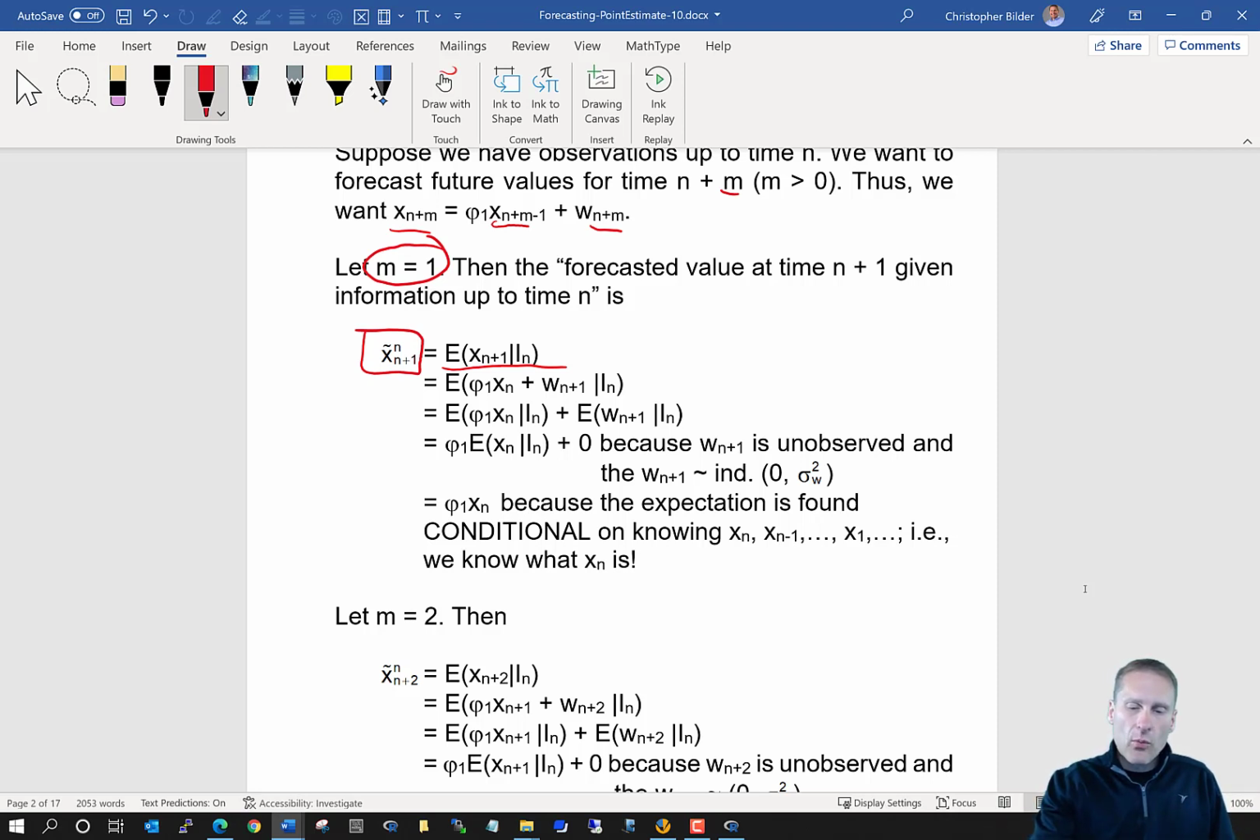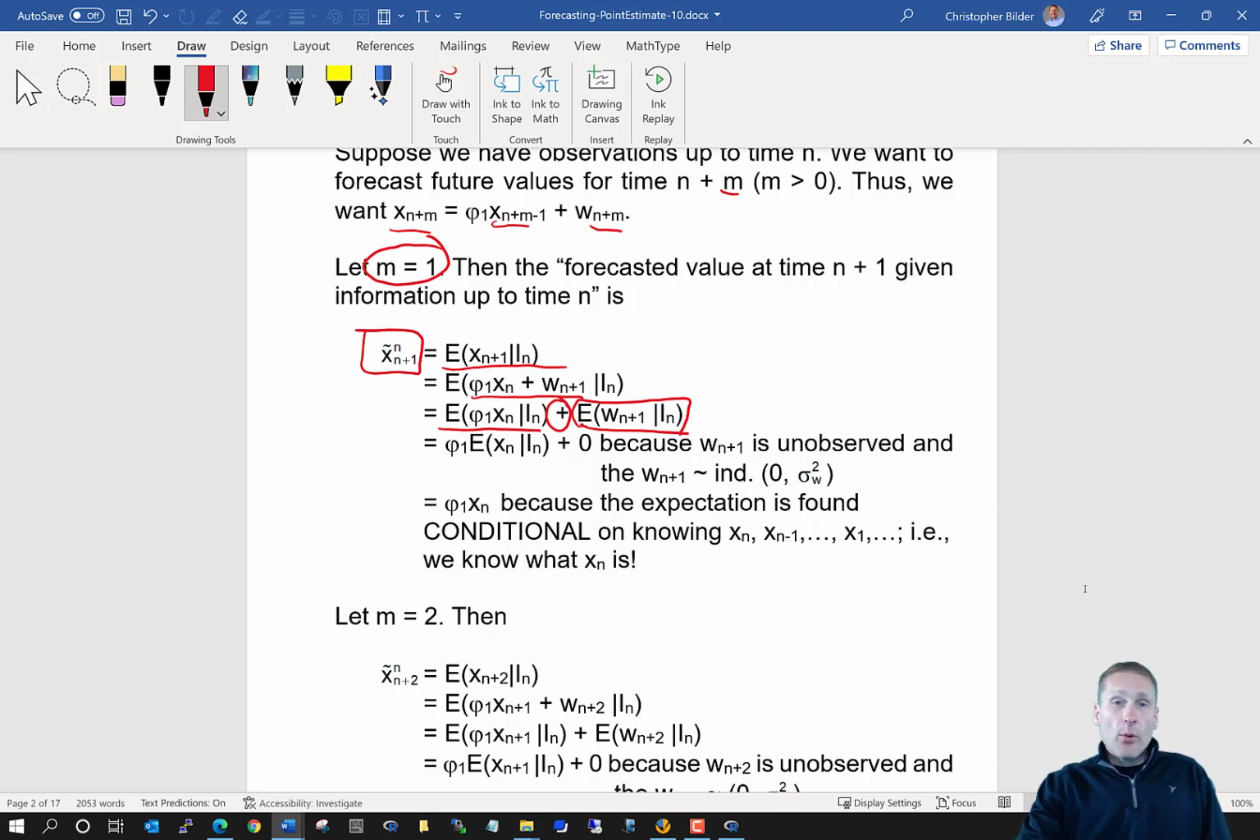Then I put in, well, what does my model look like if I have m equal 1 in it? So its expected value is phi 1 times x sub n plus w sub n plus 1, given I sub n. Then next, I bring my expectation through the sum. So now I have two separate expected values. And let's take a look at this far right expected value there.